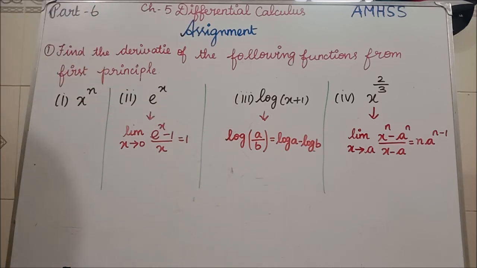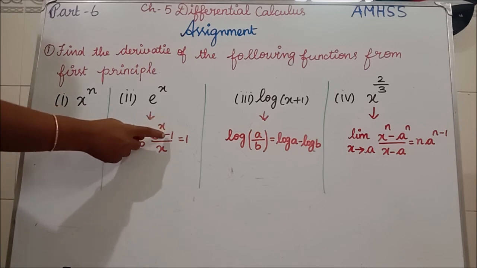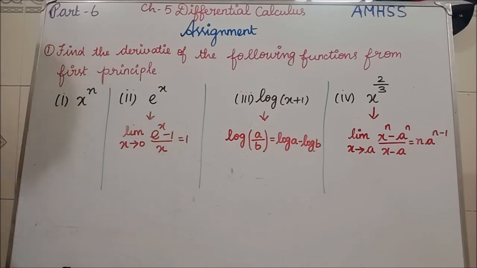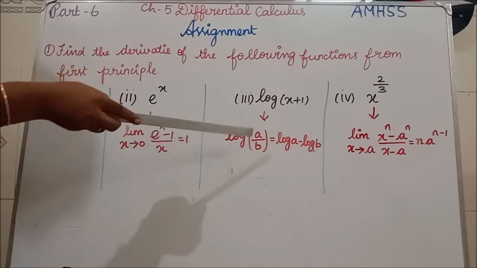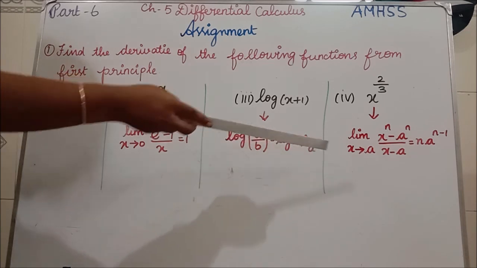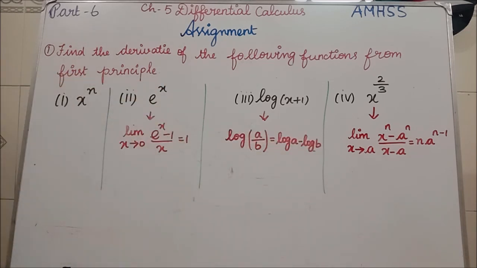Here, if you see, in the second and third problems, we have used two formulas in the middle, not in the starting itself. What formula we used: limit x tends to 0, e power x minus 1 divided by x equal to 1. The same formula we are going to apply for this also. Similarly, in the third subdivision, we have used the logarithmic formula: log a by b is equal to log a minus log b. That formula we have used in the exercise third question. The same order you are going to proceed in this assignment problem also.